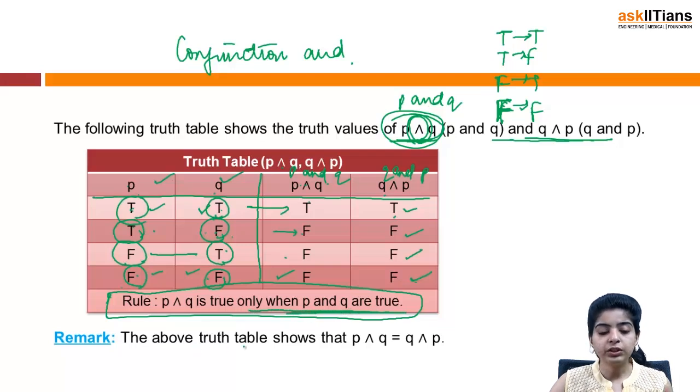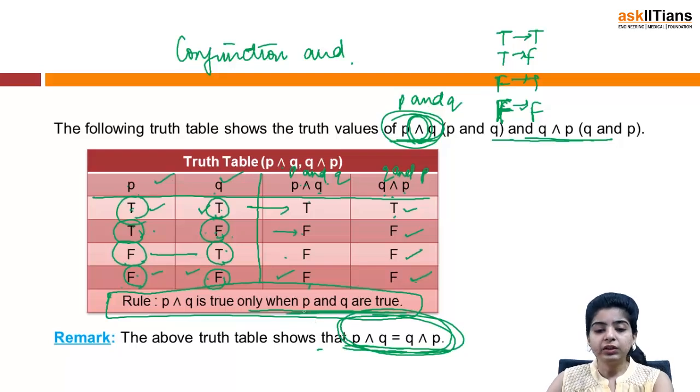The above truth table shows that P and Q is equal to Q and P. You can see here these 2 columns are the same. So P and Q is equal to Q and P, and that is quite obvious also, because P and Q is true when both are true, and similarly it holds for Q and P also.